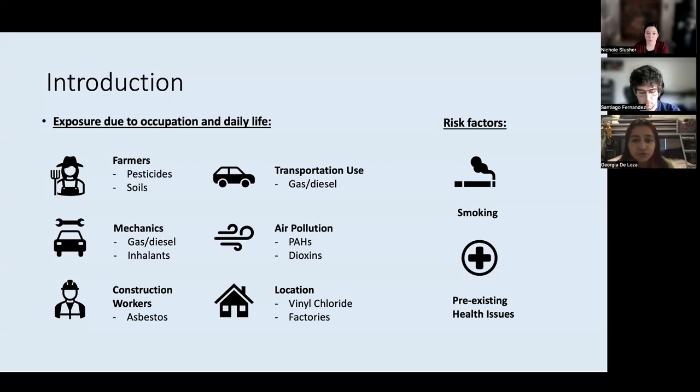Location can affect exposure, as observed by increased exposure to vinyl chloride in individuals living near plastic factories. And the risk can depend on the exposure type, such as how long one was exposed to a substance and how much of the substance they were exposed to. And risk is also linked to pre-existing health conditions and lifestyle choices, such as smoking.